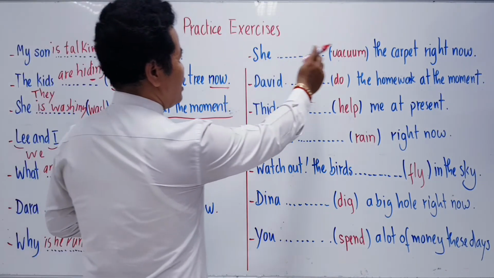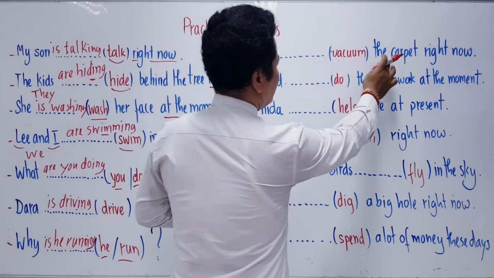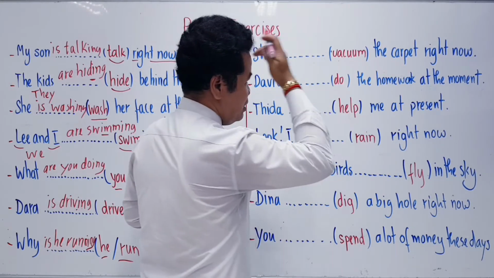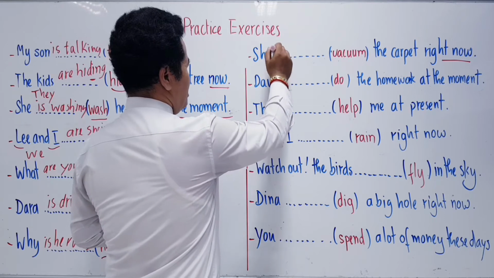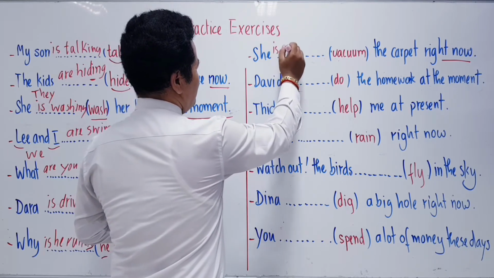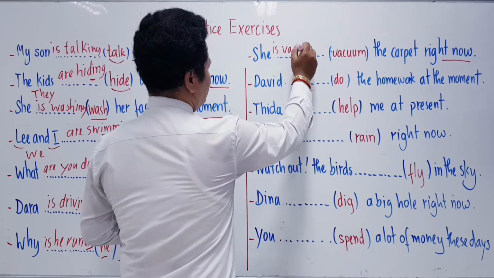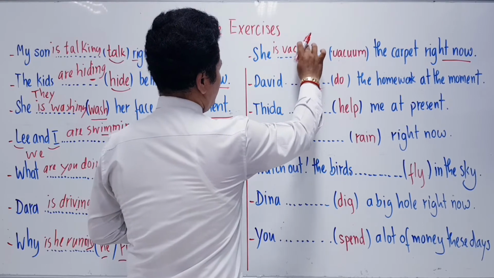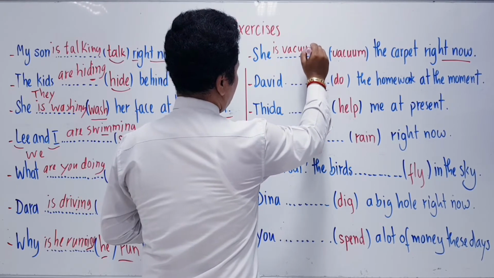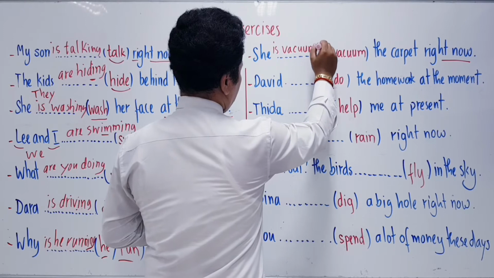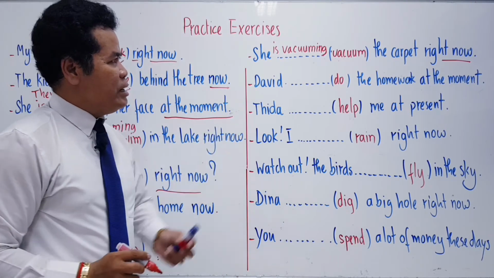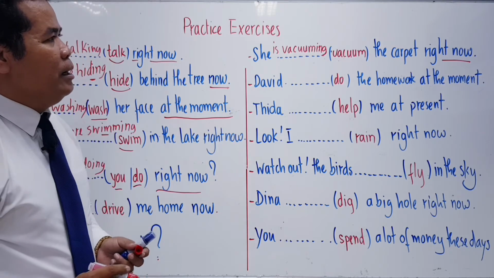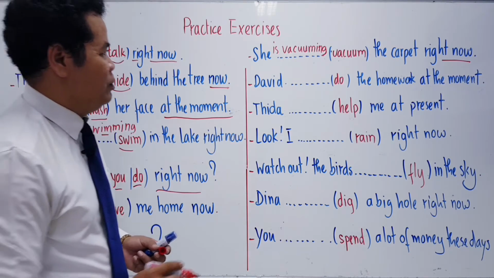She, and then vacuum the carpet right now. You can see the word right now again. So what is that? She is vacuum. So what do you say? Vacuuming. Alright? She is vacuuming the carpet right now.